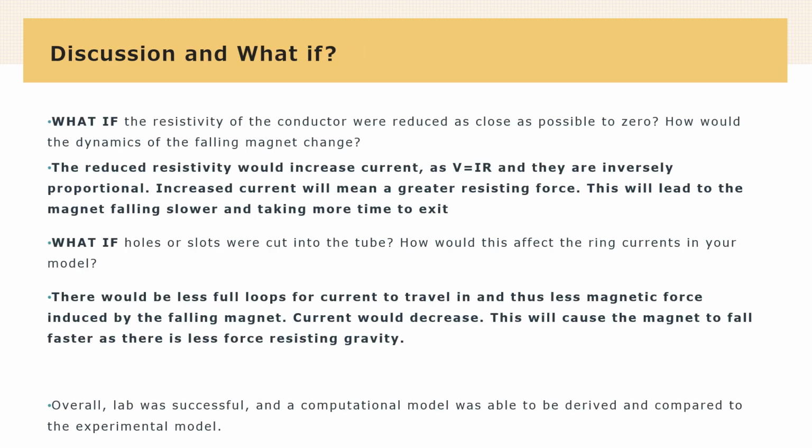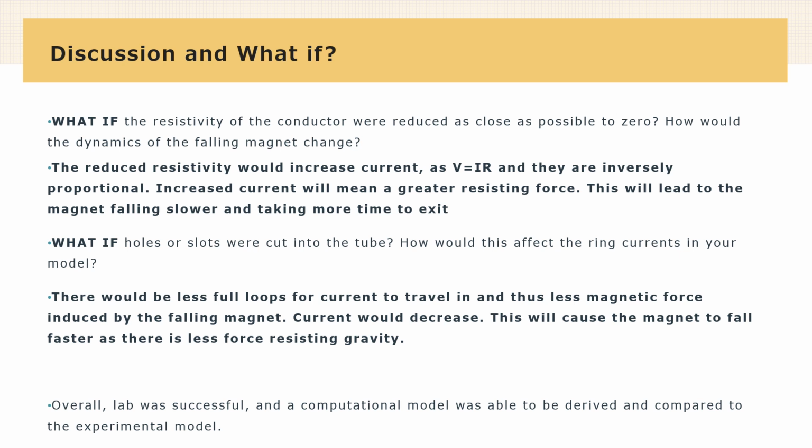What if the resistivity of the conductor was reduced as close as possible to 0? How would this change the dynamics? Given the reduced resistivity, this would mean a reduced resistance overall. And since V equals IR, current and resistance are inversely proportional, so an increased current would mean a greater resisting force, which would lead to the magnet falling slower, having a smaller terminal velocity magnitude, and taking more time to exit.